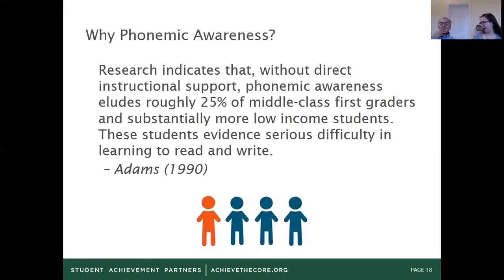And this speaks to the point that we made in the last module about how this instruction is beneficial for all, but critical for some. This is Marilyn's book, Marilyn Adams. That was the book that I told you that was actually commissioned by Congress that synthesized the results of over 1,000 studies to determine the best way to teach the largest number of children how to succeed in beginning reading.